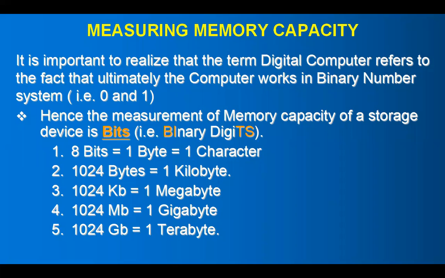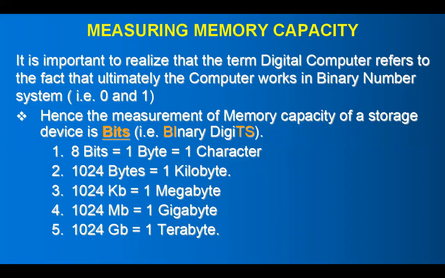But also in storage, you might see maybe a flash that is 62 GB, 62 gigabytes. So what does it mean? What is the measurement of such memory capacity? It is important to realize that the term digital computer refers to the fact that the computer ultimately works in a binary number system. So the computer works in a binary number system, different from us humans, who work in the decimal number system. But the computer works in a binary number system, that is 0 and 1.